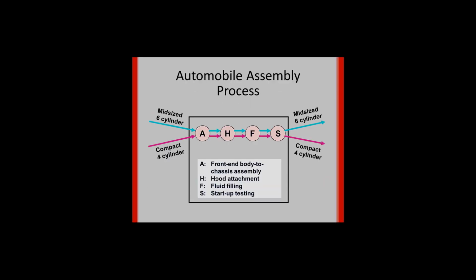Okay, now a few examples that I want to show. The first example is automobile assembly, which have very high volume, have only limited outcome. In this example, the flow, the process is line flow from step A to H to F to S. The product that coming out is mid-size 6-cylinder and compact 4-cylinder. Okay, so this type of process, can you guess? It is line flow.